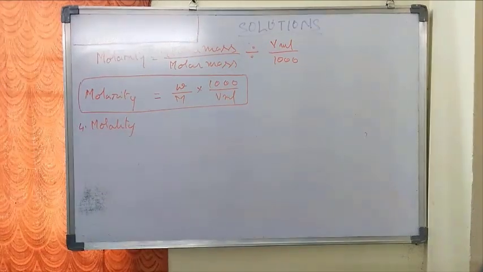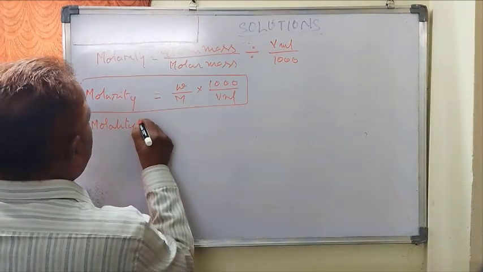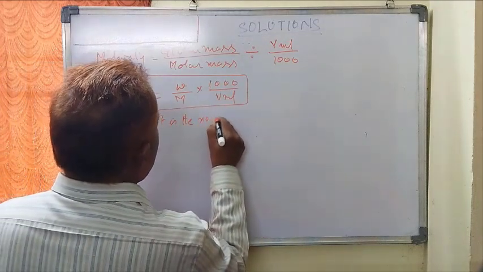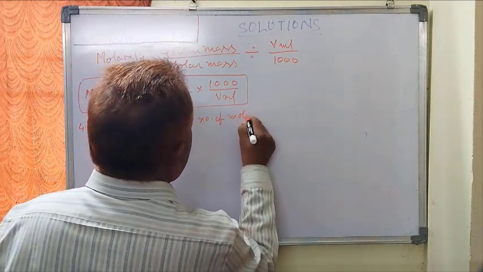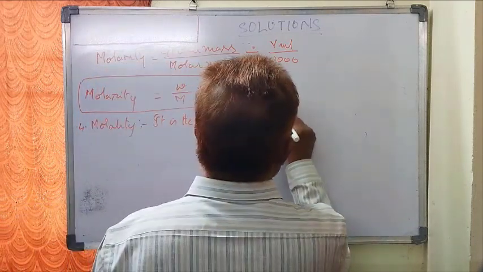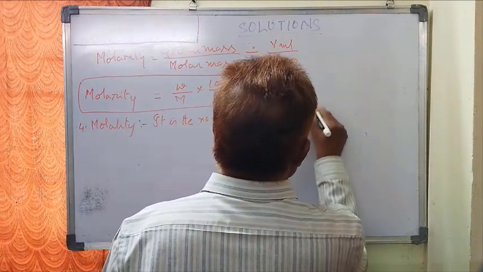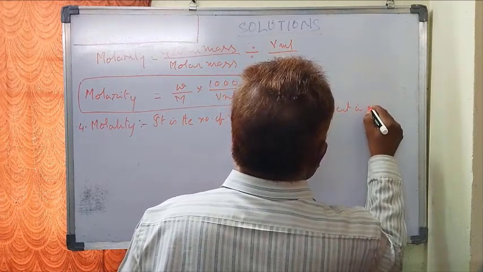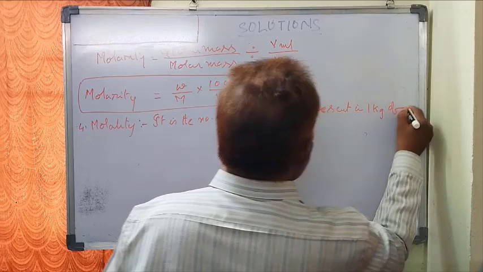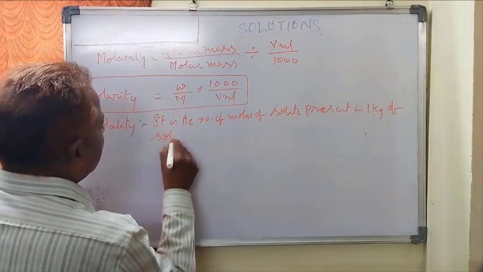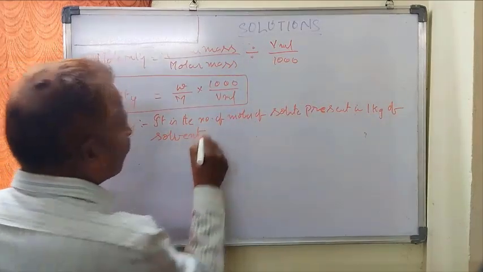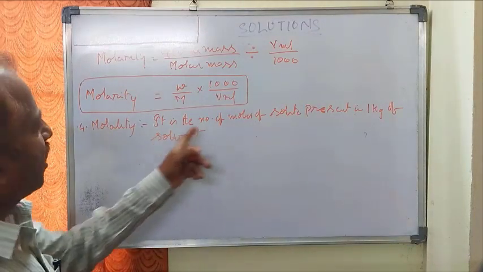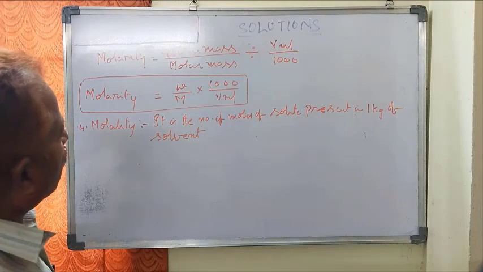Molality, M-O-L-A-L-I-T-Y, molality. It is the number of moles of solute present in 1 kilogram of solvent. Here we take solvent, whereas in molarity we took solution. So molality is the number of moles of solute present in 1 kilogram of solvent.